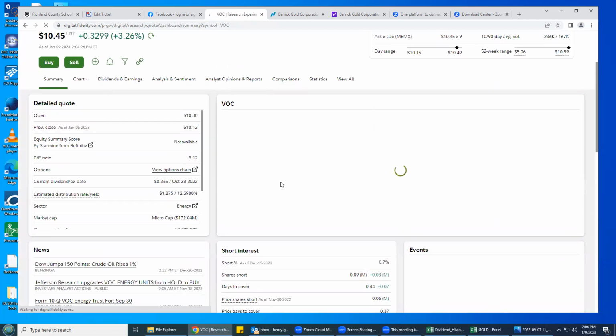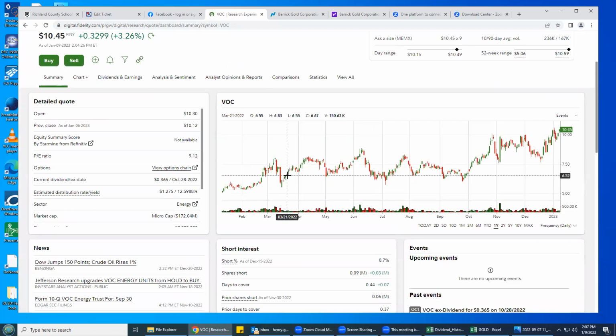So on VOC, this is a 1 year chart. As you can see, it's pretty much up, right? And so personally, it looks like it's going to continue to go up. I do own a few shares of it, 300 shares of this stock. But I would say if it was me, I wouldn't buy it here.